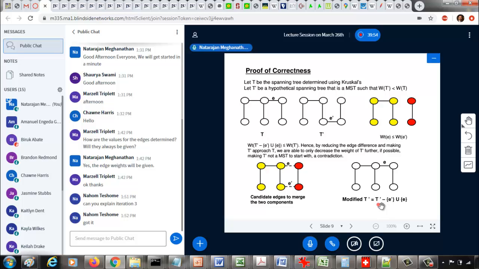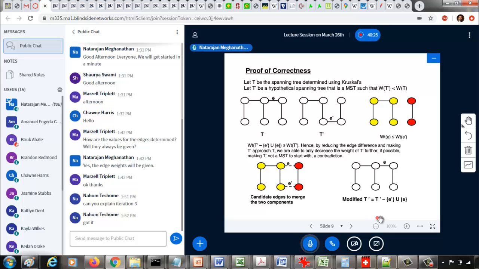So that means we are able to even reduce the weight of T prime from what it was before. But remember, T prime was assumed to be a minimum spanning tree, and we have shown that it is possible to reduce the weight of T prime even further. That means what? T prime is not a minimum spanning tree to begin with. It's a contradiction. And by doing this process of reducing the edge difference, we have made T prime approach T, because this is the same as T, since the edge difference is now 0.